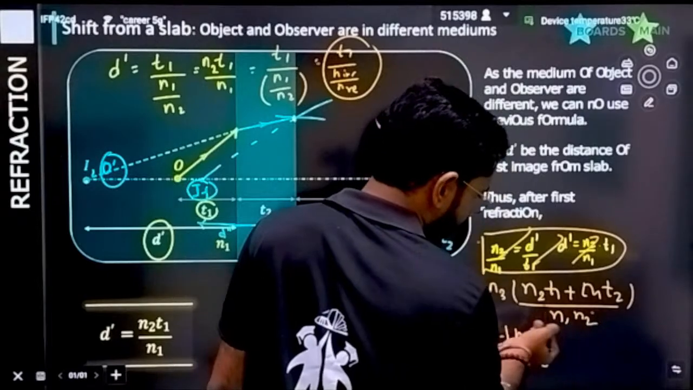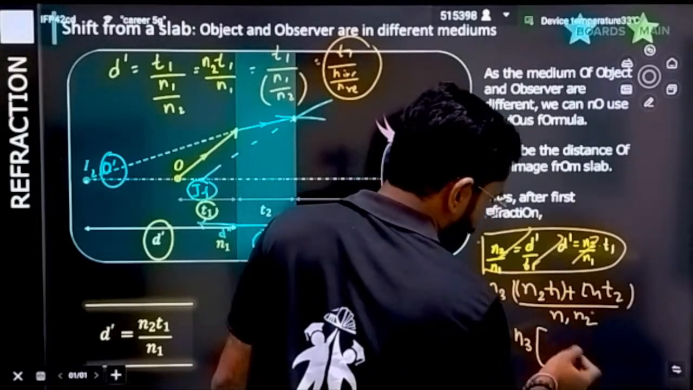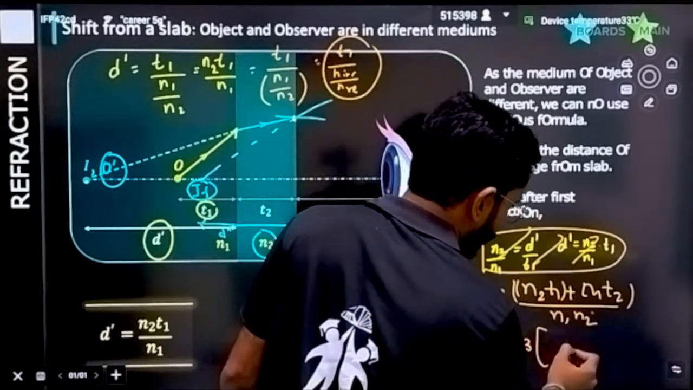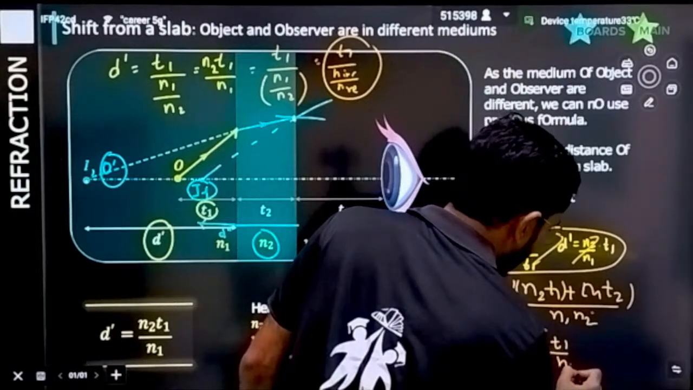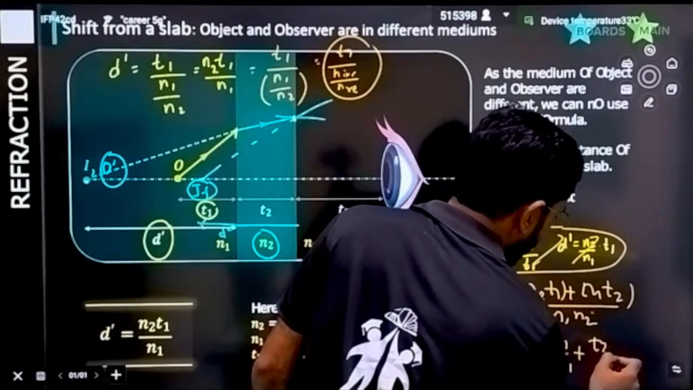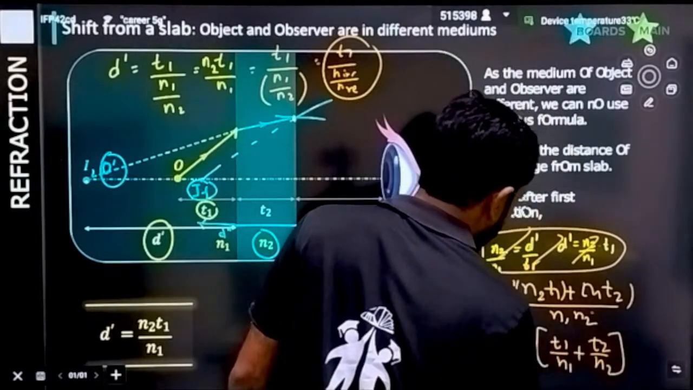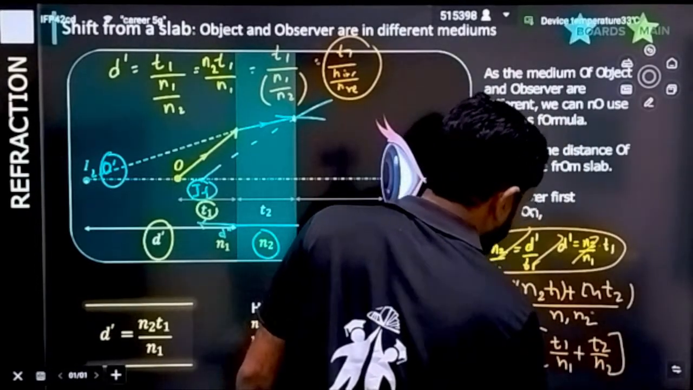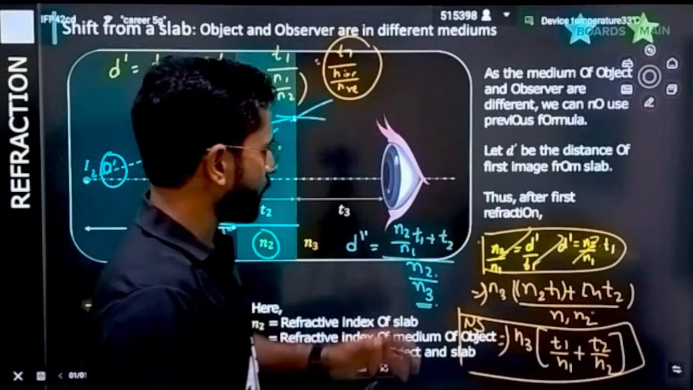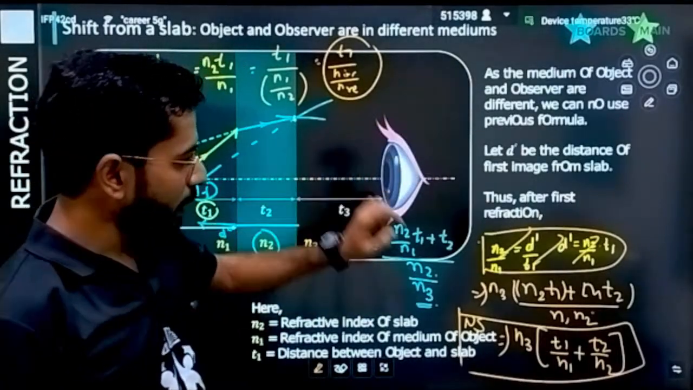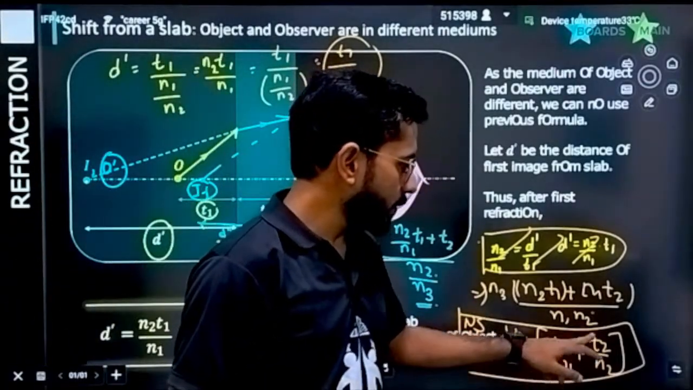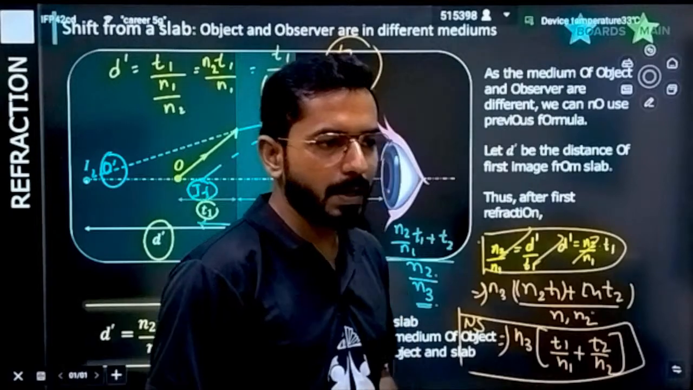If we take this LCM, I am basically doing splitting from this first term. N2 will get cancelled. What will be remaining? T1 by N1 plus, here, T2 divided by N1 cancels, so here it will be T2 by N2. So here this normal shift total will be N3, that is the medium in which your eyes are present, multiplied by T1 divided by N1 plus T2 divided by N2. That is just what I am doing.